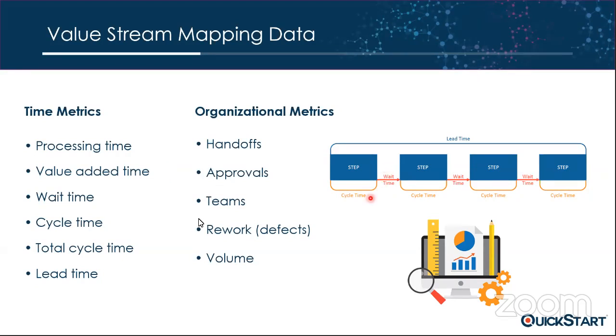We have cycle time, which is another way to mention the processing time. The total cycle time excludes the wait time. And the total time, cycle time plus wait time, is named the lead time, from the business demand to the outcomes. And organizational metrics are very important, mostly for wait time: handoffs, approvals, teams, reworks, and volume.